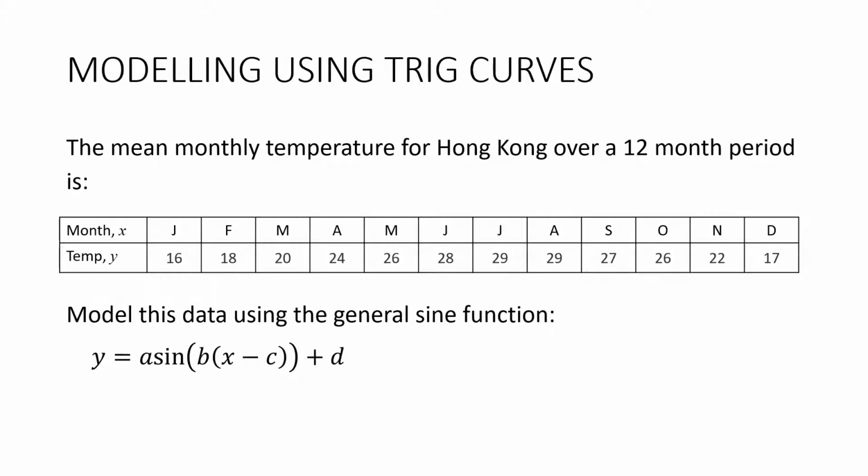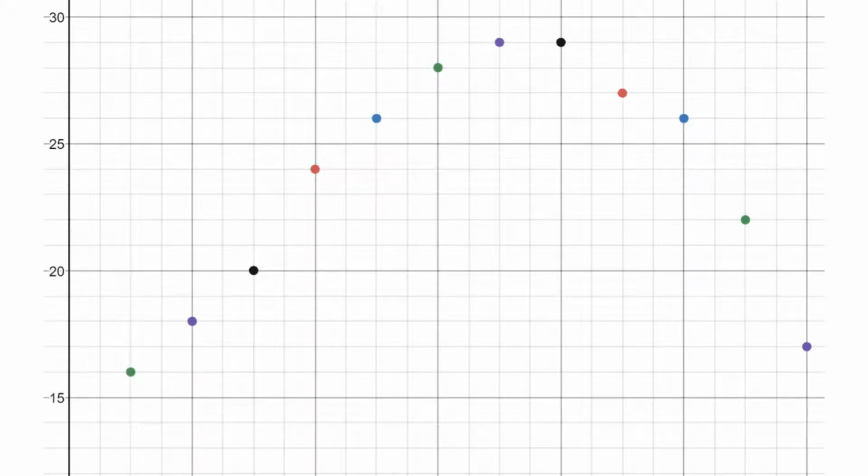Here's another example. The mean monthly temperature for Hong Kong over a 12-month period is given by that data there. Model this data using the general sine function. So there it is, y equals a sine, and then in brackets b, and then brackets x minus c, close brackets, plus d. All right, first thing we're going to do is plot that. Looks like this. Looks interesting, doesn't it? Does look like a sine curve.